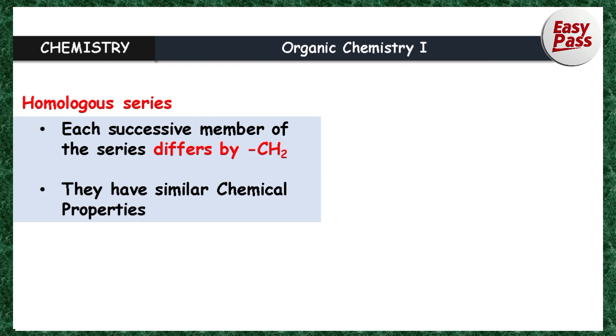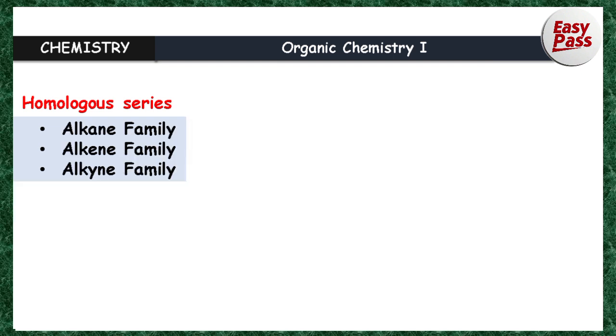Examples of homologous series are the alkane family, then the alkene family, and the alkyne family.